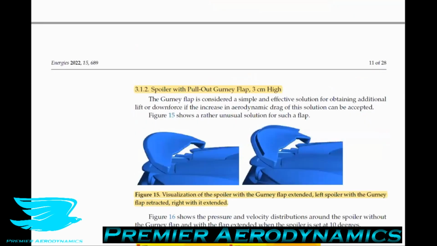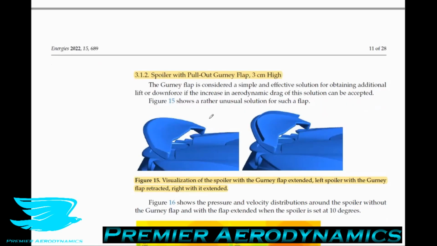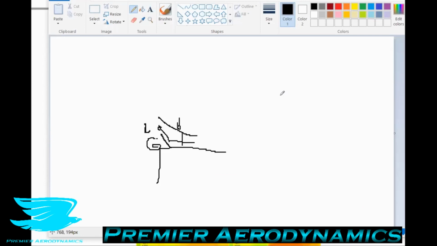So what about a spoiler with a gurney flap, which is 3 centimeters high? A gurney flap is considered a simple and effective solution for obtaining additional lift or downforce if the increase in aerodynamic drag of the solution can be accepted. So what is a gurney flap? Let's say we have a wing here. It's this little thing at the back that just pops down. So it's like just this little flap that comes down. And this greatly improves the performance of a wing often.